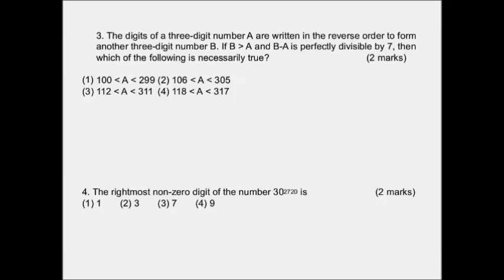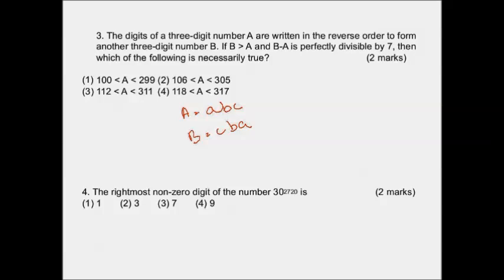The digits of a 3-digit number A are written in reverse order to form another 3-digit number B. So let's assume number A is ABC. So number B is CBA. And he says that number B is greater than A. That means straight away C should be greater than A. And B minus A is perfectly divisible by 7.